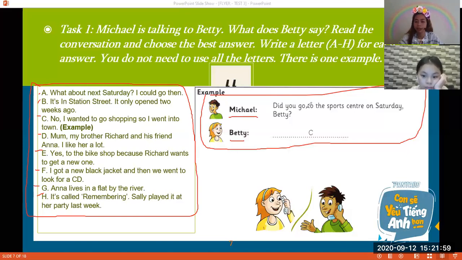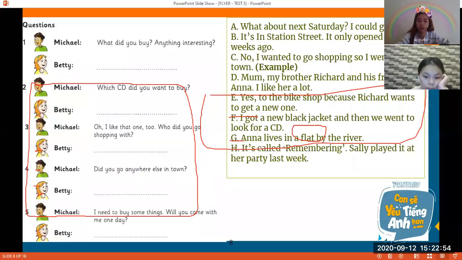Michael and Betty. Did you go to the sports center on Saturday, Betty? What is the answer of Betty? It's letter C. Can you read letter C? I wanted to go shopping, so I went into town. Okay, so that's Betty's answer to Michael's question, right? Yes. Okay. So let's go to the next page and let's read 5 conversations.